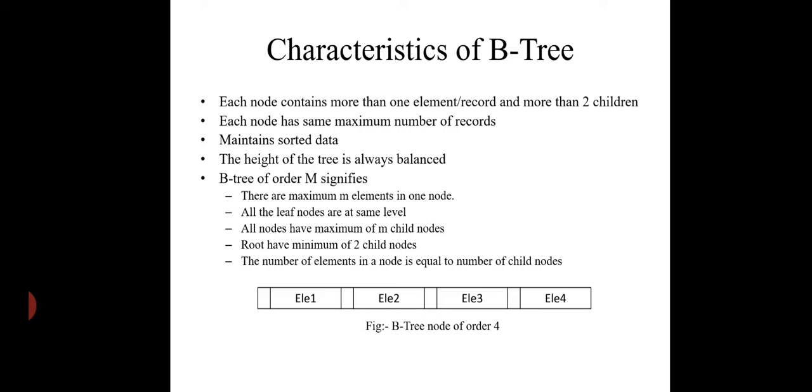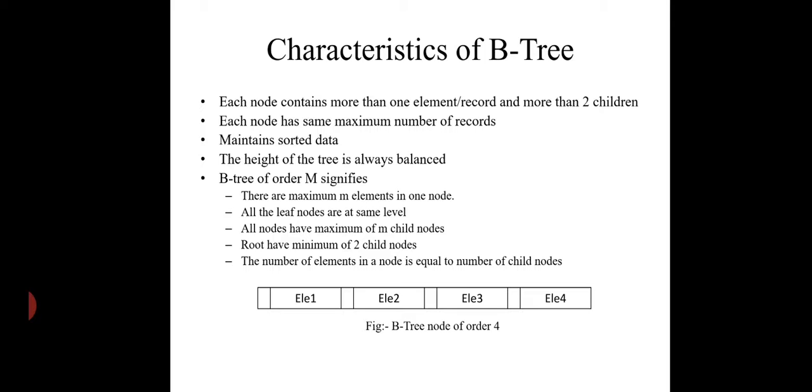And next, the height of the tree is always balanced. So that's why it's called a balanced tree. Next, the B tree of order M signifies, so here order M means, as I told, that order may be 4, 5, 6 or anything. So M specifies the number of elements in each node. So B tree of order M signifies there are maximum M elements in one node. So if the order of that B tree is 4, it contains maximum 4 elements. If the order is 5, it contains maximum 5 elements, like this in one node.